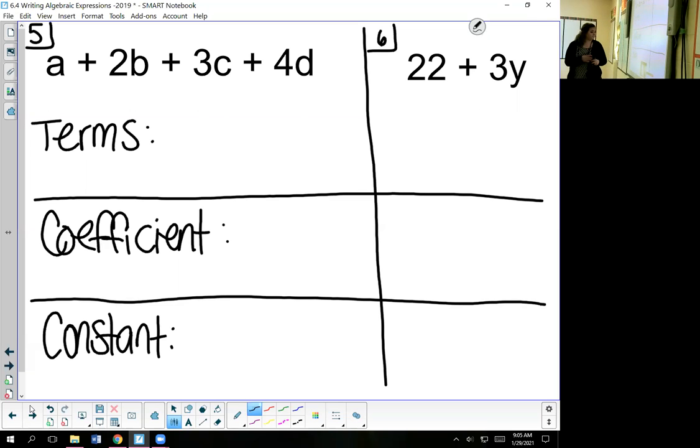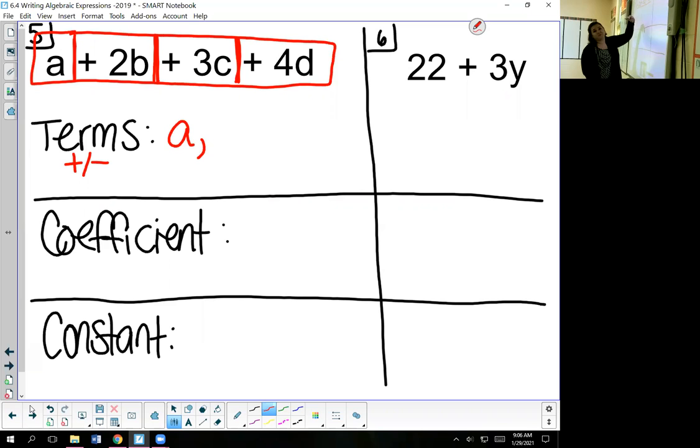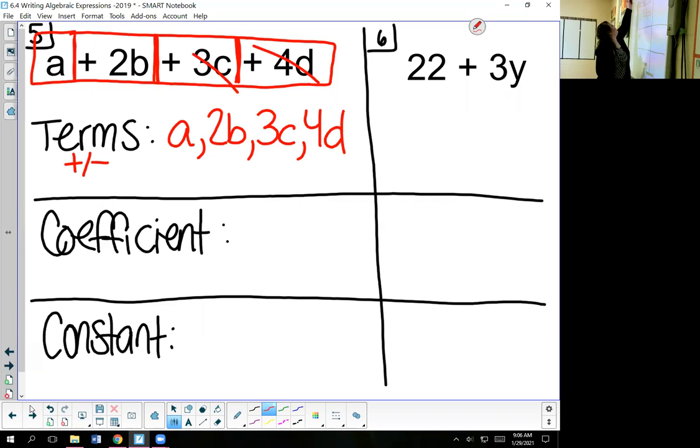Okay, so here we go. Remember, terms, cut with addition and subtraction only. So I got a plus sign, so I cut in front. Got an addition sign, so I cut it in front. And I got another addition sign, so I cut it in front. So this time I have 1, 2, 3, 4 terms. Holy moly. So I have A. These are all positives, so we don't have to worry about negatives. 2B, 3C, and 4D. 1 term, 2 terms, 3 terms, 4 terms. I got 4.